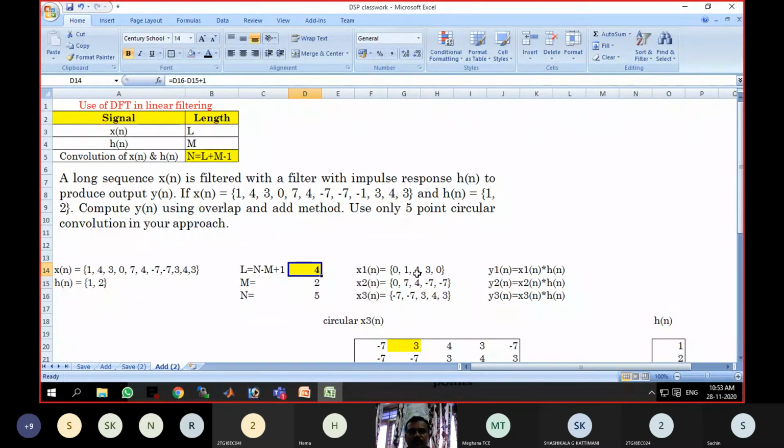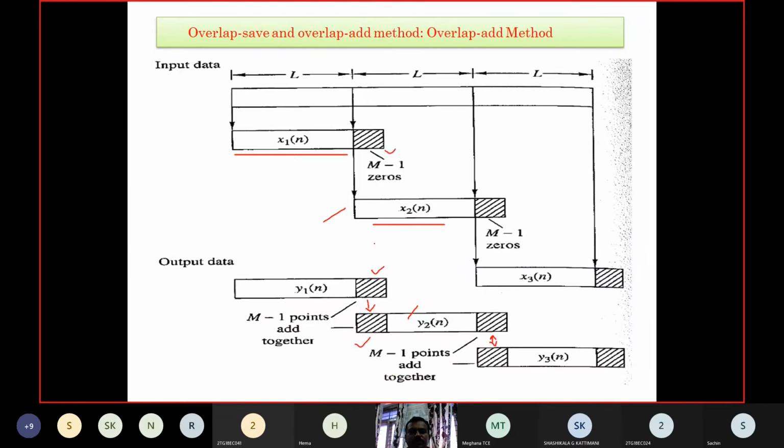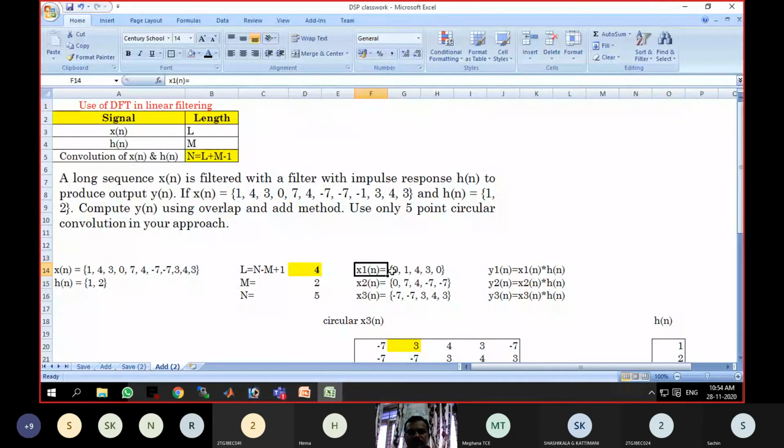So x1 I have created. How? I need to create x1 by using overlap add method. So overlap add method is going to use the L elements from original sequence as first element, and m minus 1 zeros will be added at the end of each x block. So add m minus 1 zeros. So let me keep this one. How I need to create here? The first 4 elements are from original x of n. So 1, 4, 3, 0, and at the end I need to add one extra 0.